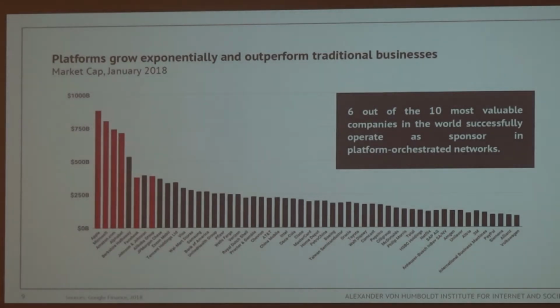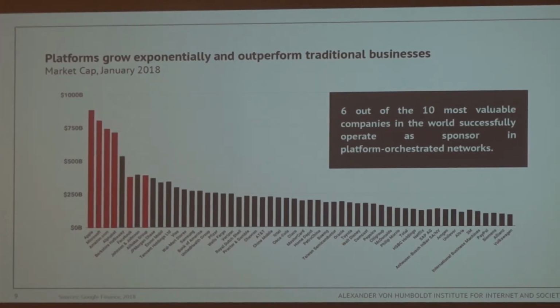And because this business model scales so fast, 6 out of the 10 most valuable companies in the world actually run digital platforms, even though most of them are quite young. And most of them actually run several of these digital platforms. For example, with Apple, you have the Apple App Store, and you have iTunes. And with Google, for example, you have the Search, and you have Android.